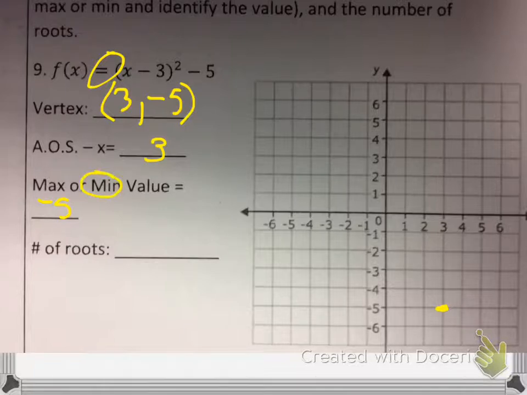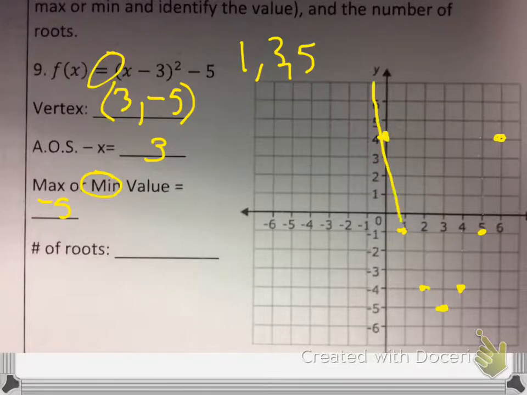And the number of roots. Well, let's graph this. 1, 3, and 5. Using my quadratic slope, go up 1 over 1, up 3 from there, 1, 2, 3 over 1, and then up 5, because I got the room, 1, 2, 3, 4, 5 over 1. Okay, graph. I missed that dot, but you get the idea. So I got 2 real roots.